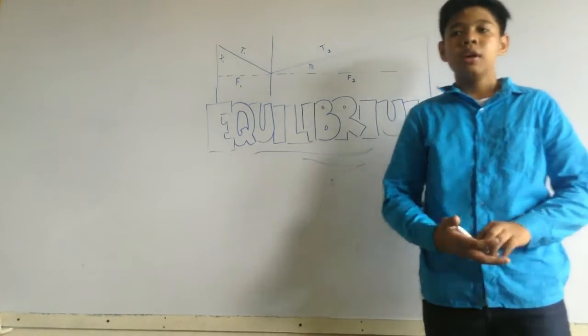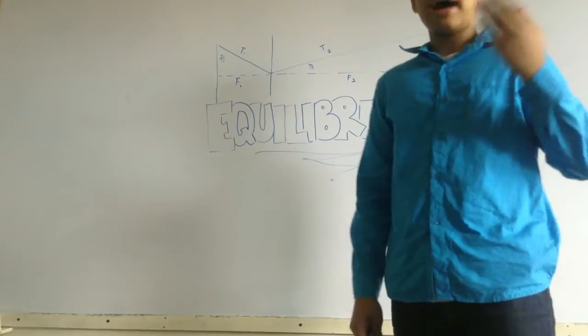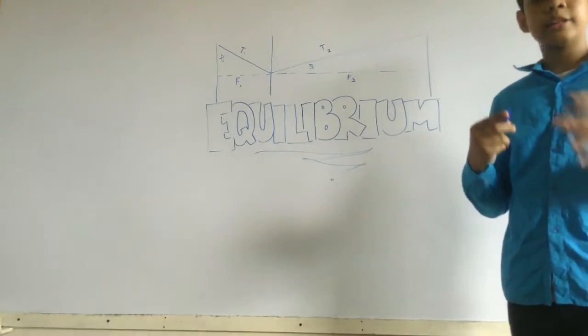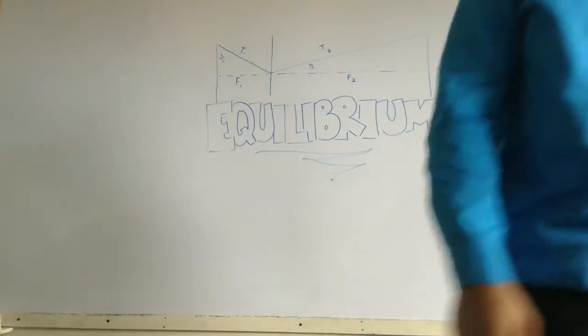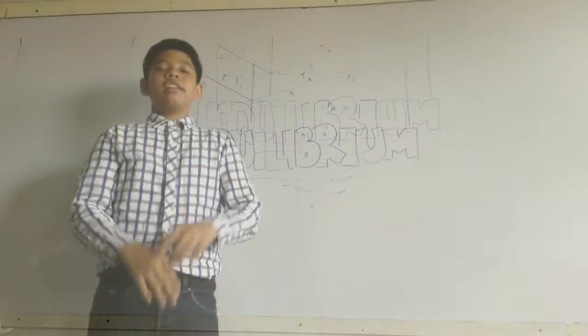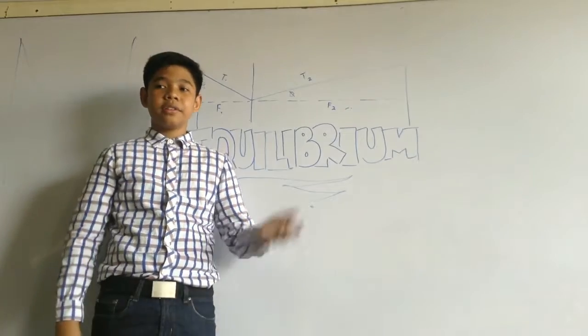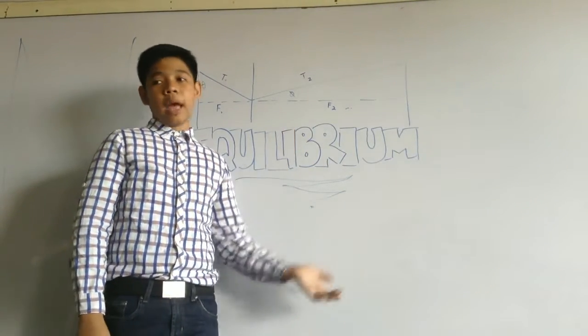Equilibrium. When all of the forces acting upon an object are balanced, then that object is said to be at the state of equilibrium. There are different problems of equilibrium. One of them is the inclined plane and pulley, and another is the tightrope.